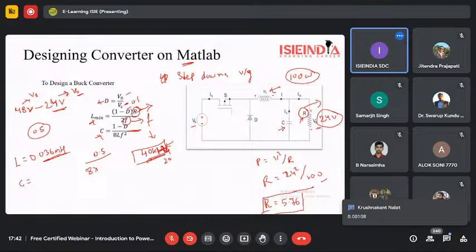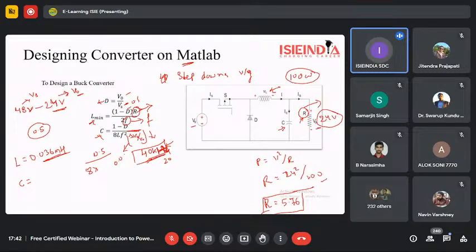Wait a minute, I forgot to mention. There is a voltage ripple here, which is pre-assumed. It is always 0.05, a pre-assumed value for the voltage ripple. So whatever value you have calculated, just divide it by 0.05.